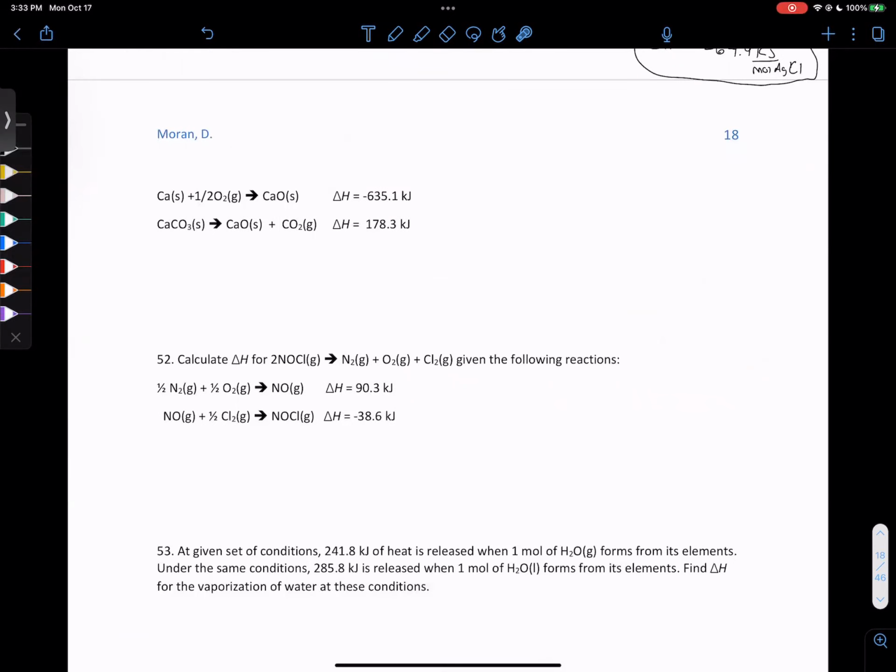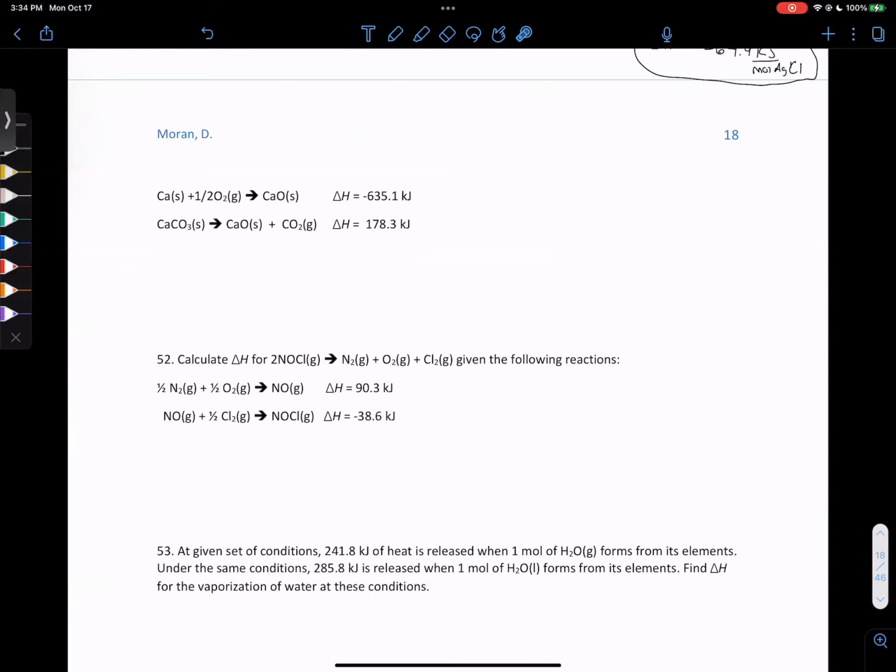So 52 is: calculate delta H for that monstrosity, 2NOCl makes N2 plus O2 plus Cl2, given the following reactions. And then it gives you these two reactions. So what are you gonna go ahead and do? What's your first step in solving this problem? Rid the intermediates. Yeah, that's a good start.